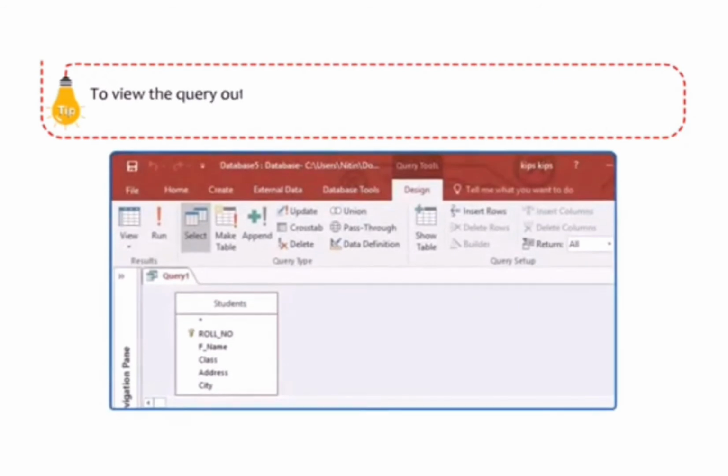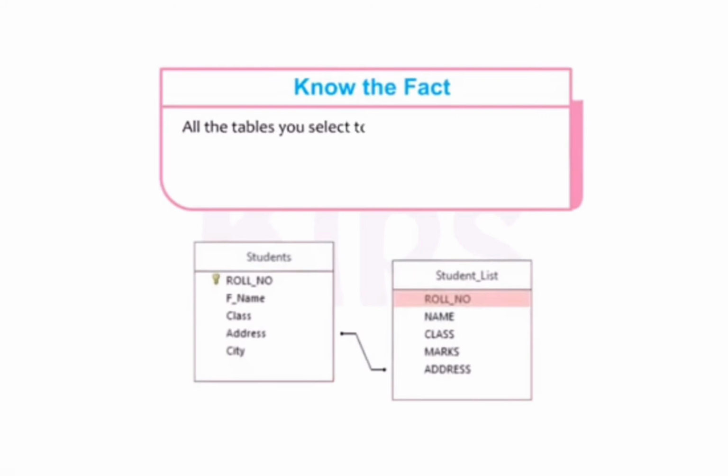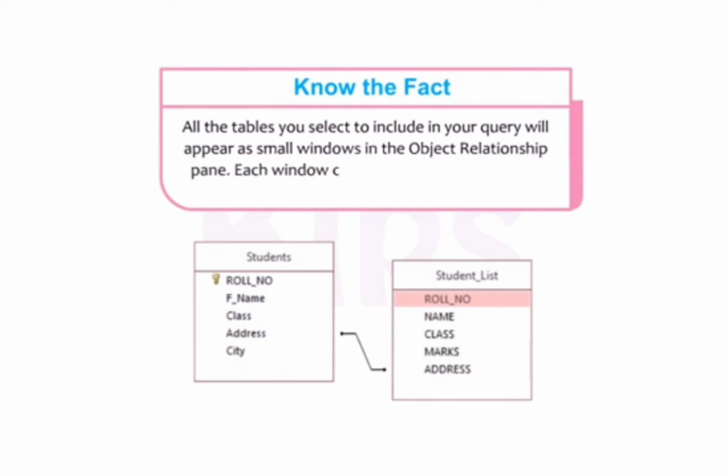Let me give you a tip. To view the query output without saving, click on the Run button in the Results group on the Design tab. Okay students, know the fact. All the tables you select to include in your query will appear as small windows in the Object Relationship pane. Each window contains a list of the available fields within those tables.